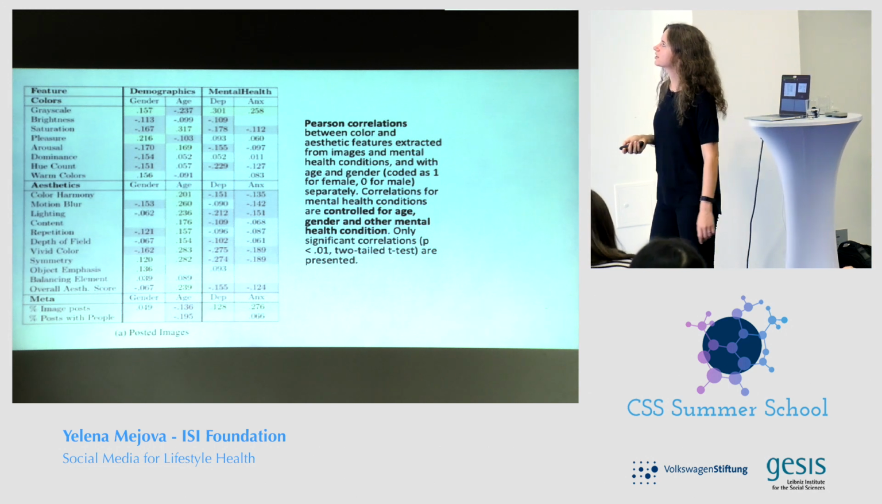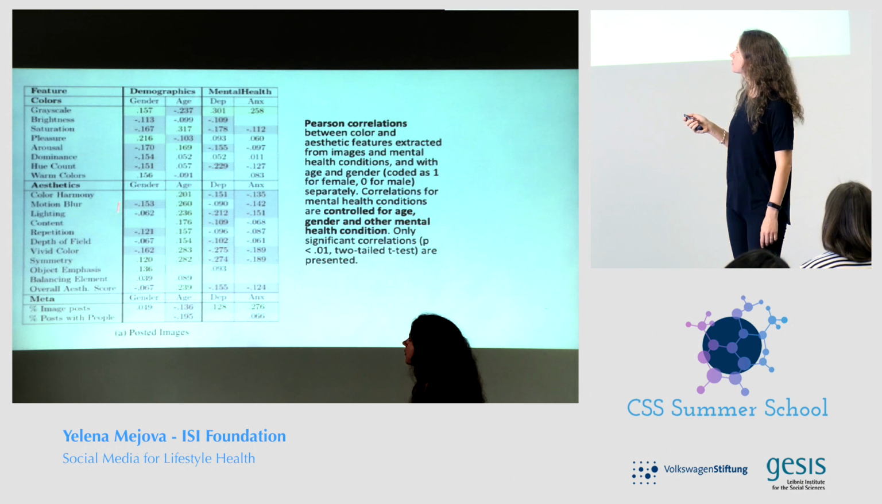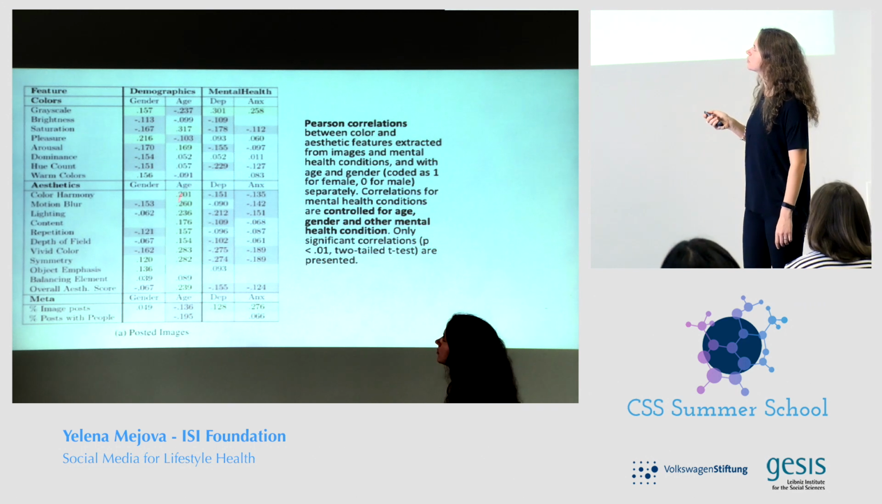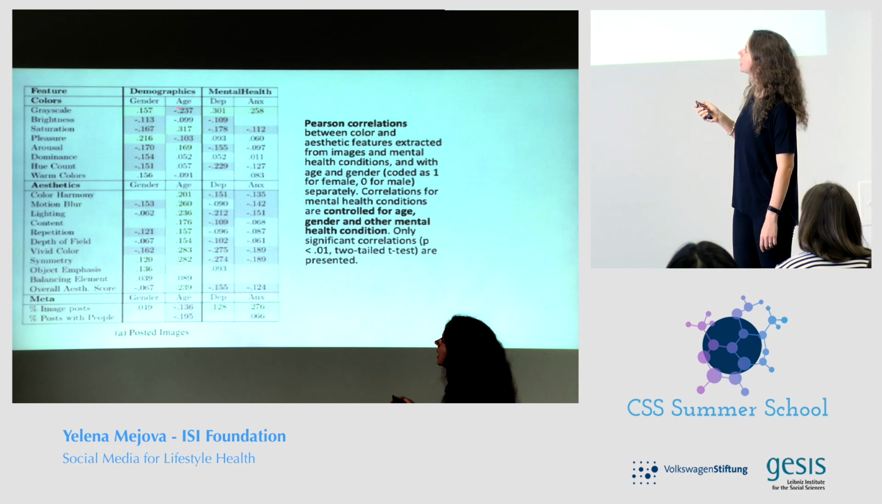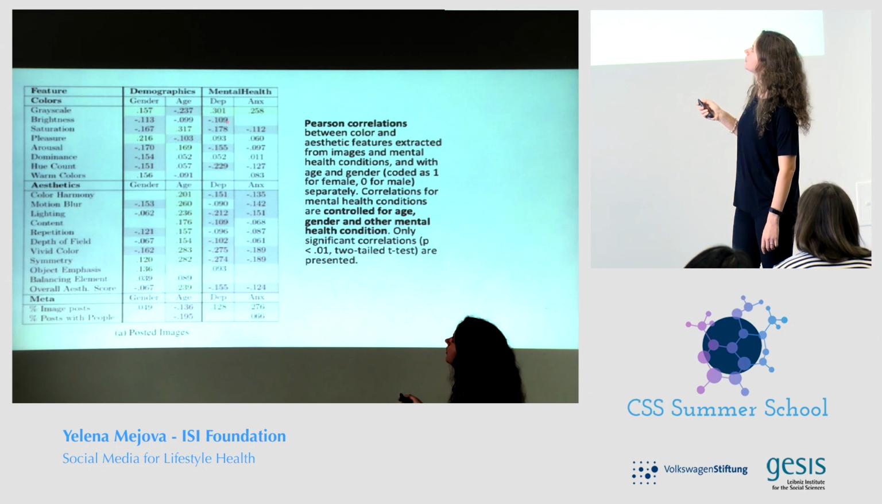And then you can take this and say, okay, so what is correlating with mental health? Here they also look at demographics, with gender and age. But these two are the mental health ones, and it's interesting to see. For example, grayscale is much more prevalent for depressed people, anxious people too.